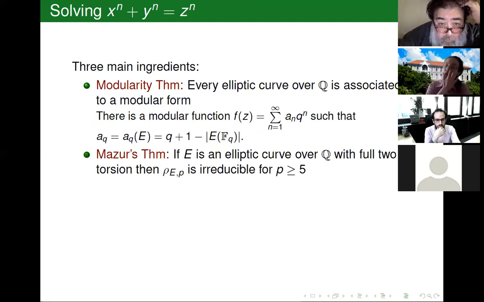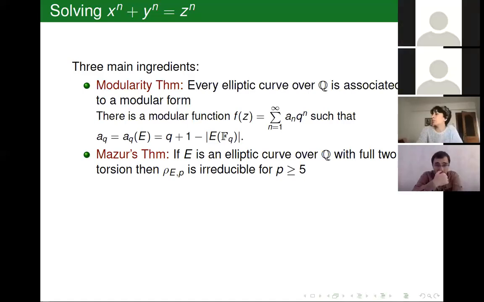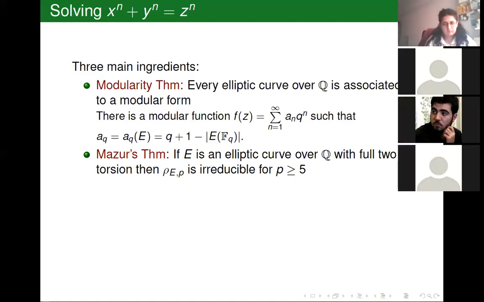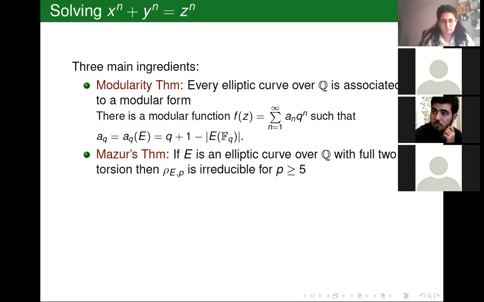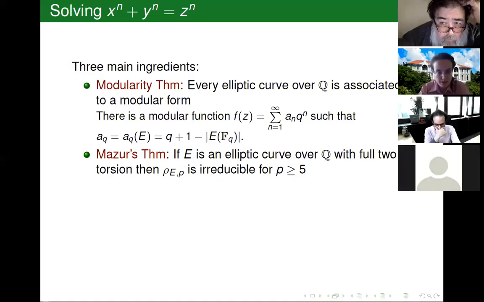And then Mazur's theorem, what does it say? It says briefly again that if there is an elliptic curve over rational numbers with full two torsion, meaning that all the two torsion points are defined over the rationals, then the corresponding Galois representation is irreducible for every prime bigger than or equal to 5. I will explain the meaning of being irreducible in the next slide. This is just to remind or to explain very briefly what these theorems are saying.